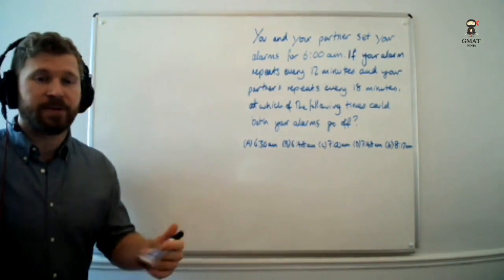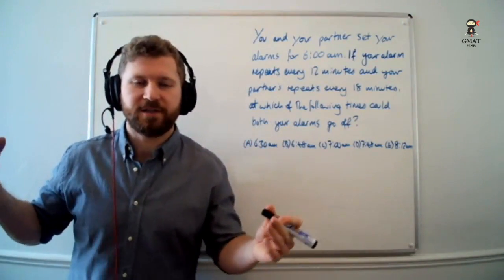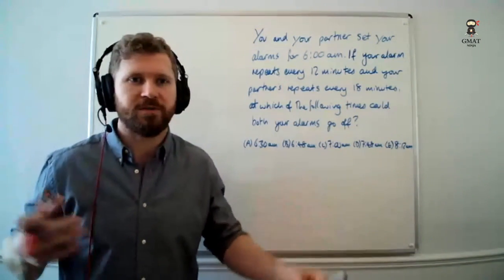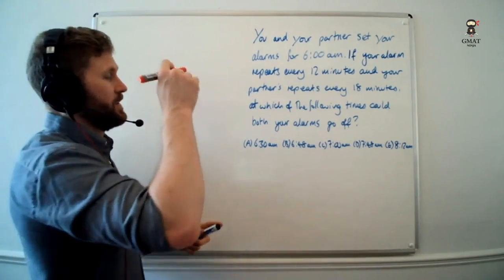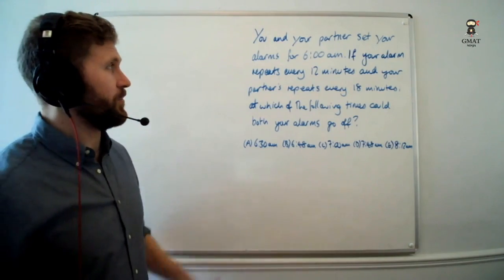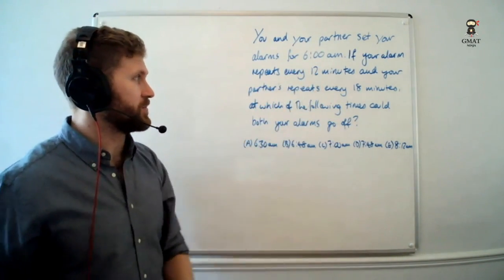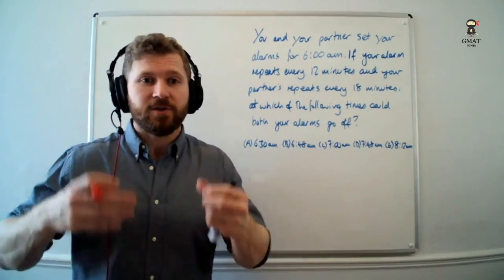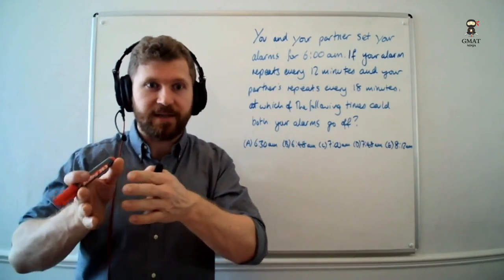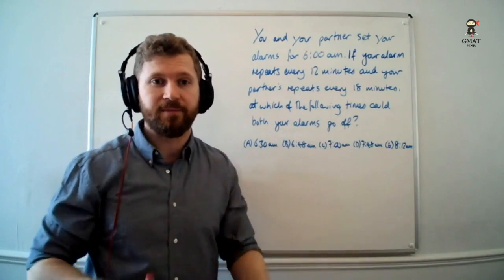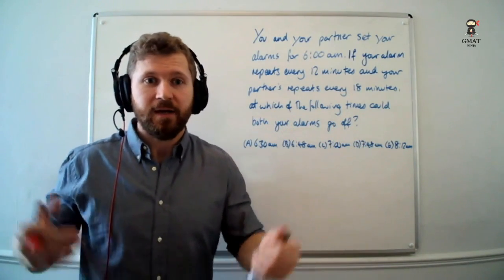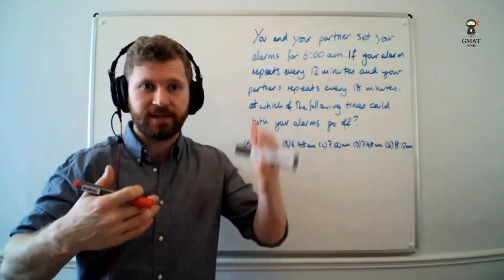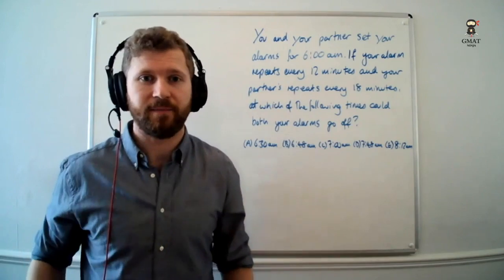All right, so starting out with quite a word-based one, as we said at the beginning, part of this is about converting these questions from text into algebra. Part of the challenge is, what do you need to do? If you see here, the main thing is this middle sentence. If your alarm repeats every 12 minutes and your partner's alarm repeats every 18 minutes, at which of the following times could both your alarms go off? So we know that they both start at 6, then they're going to go off at different times, and we want to know the next time that they come back together and go off at the same time. In other words, this question's a lowest common multiple question. I want to know when the multiples of 12 and the multiples of 18 will match.